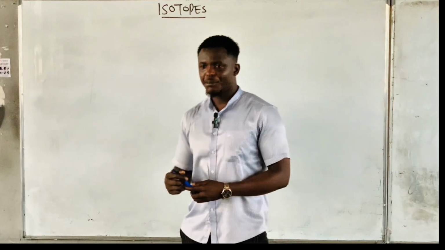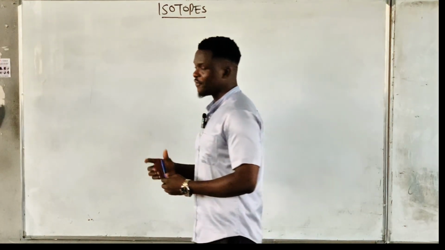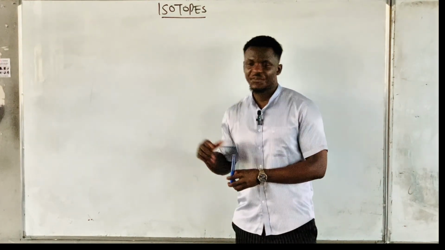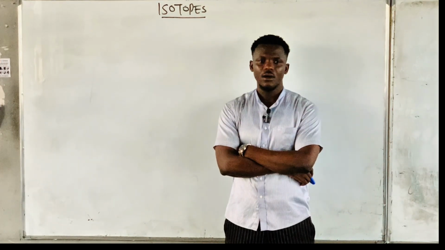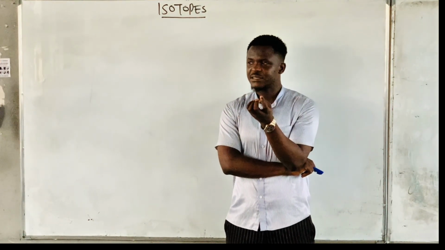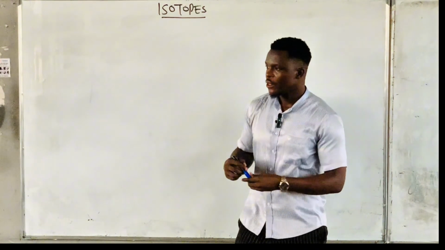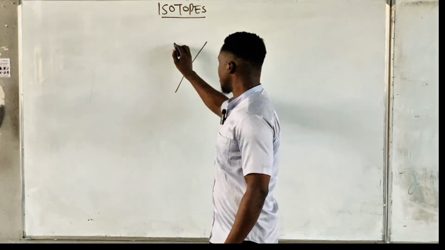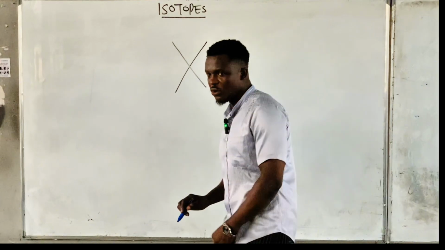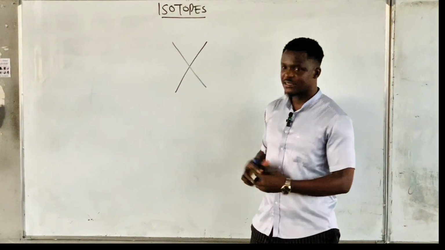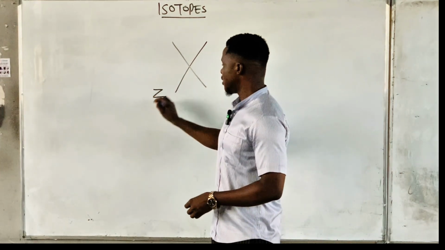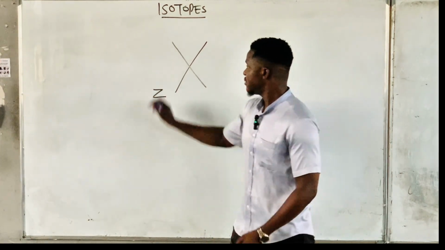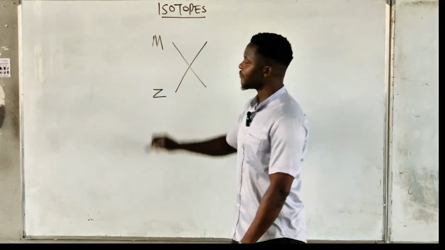Now let me give you an example of an isotope. Before I proceed to give an example, it's important for us to understand what atomic number is and what mass number is. Let's take this to be the general representation of an atom. You've seen this in your secondary 2 textbook. The subscript we have Z, the superscript we have M.